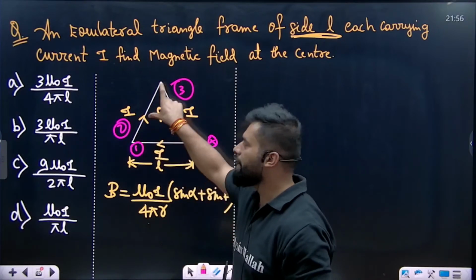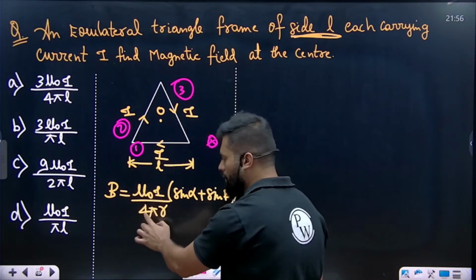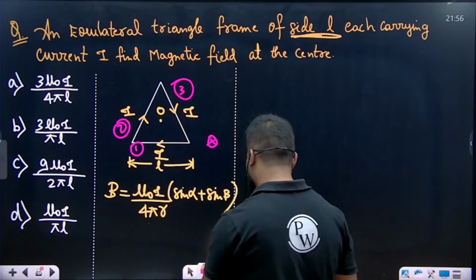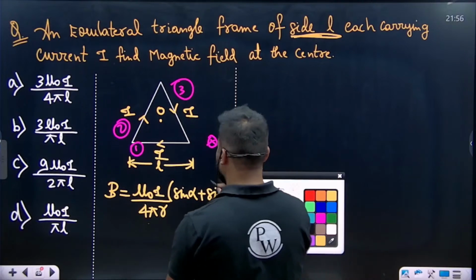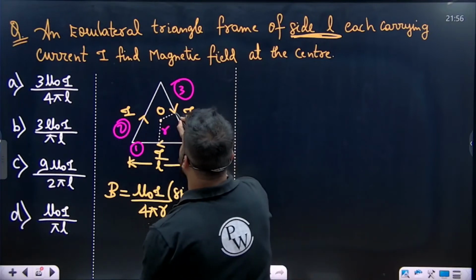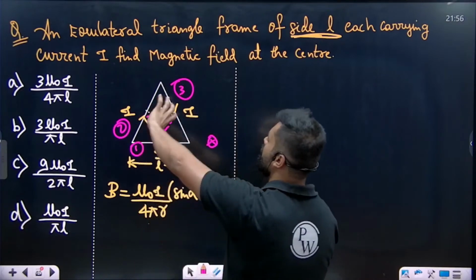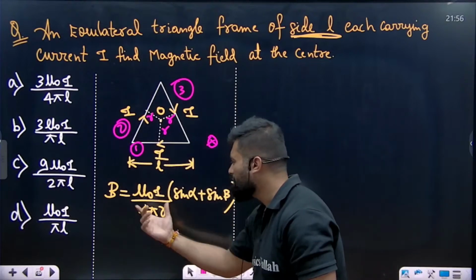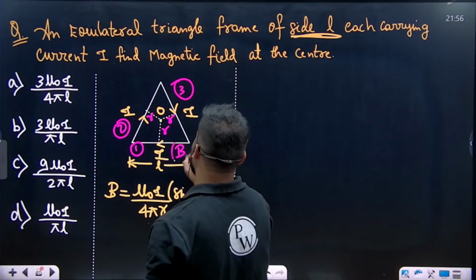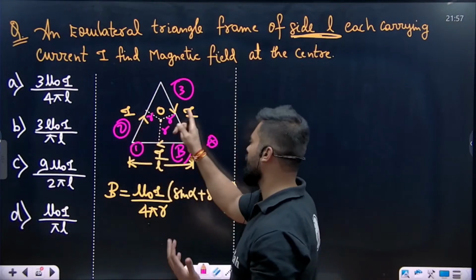You can see that all the wires are of the same length, and the current flowing in each of them is also the same. In this formula mu naught by 4 pi is a constant, I is the current flowing through the wire, and R is the perpendicular distance from the wire. You can see that this is your R. In the triangle, this perpendicular distance is the same for all 3 wires. So the magnetic field produced by each wire will be the same. Let us take the magnetic field produced by the first wire as B. The second wire also produces B, and the third wire also produces B.